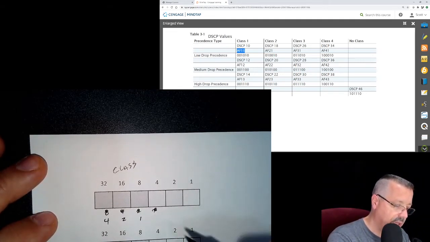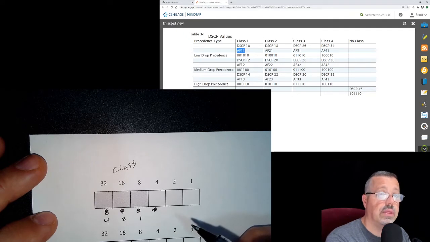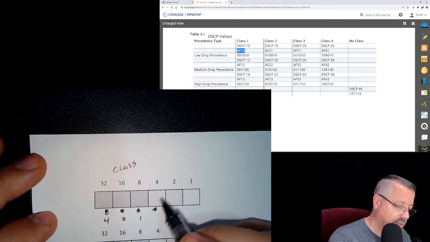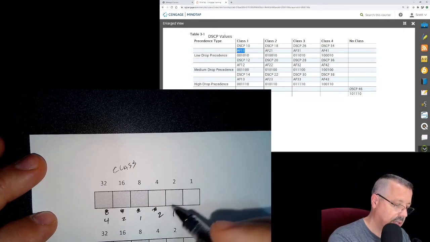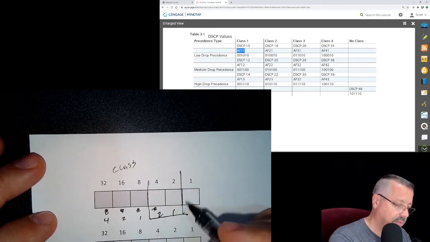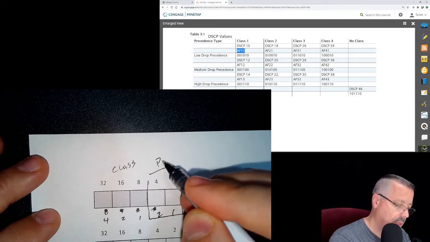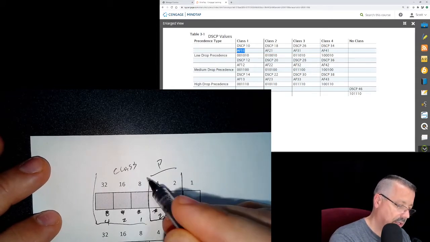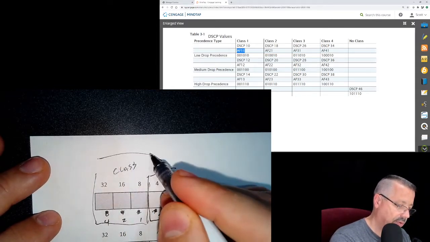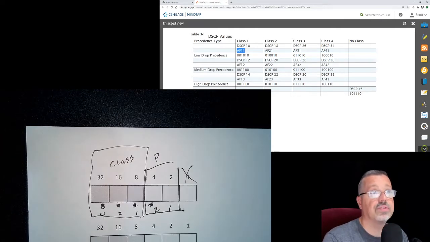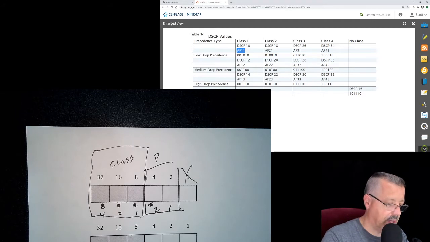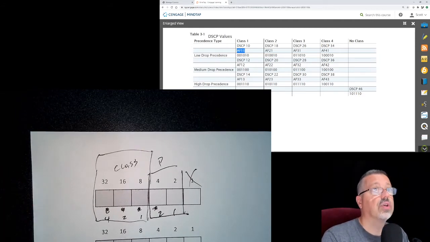And then the precedence is 1, 2, or 3. So that's only 2 bits. So this is precedence, and this is class, obviously. And then for some reason, we just ignore that last bit. I'm not exactly sure why, but that's how it works.